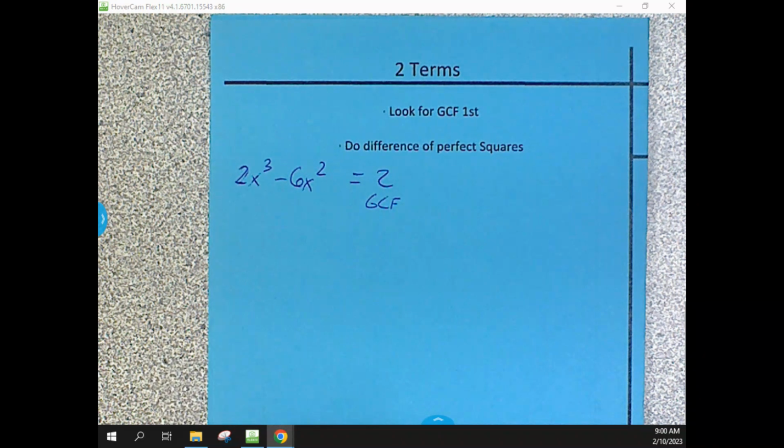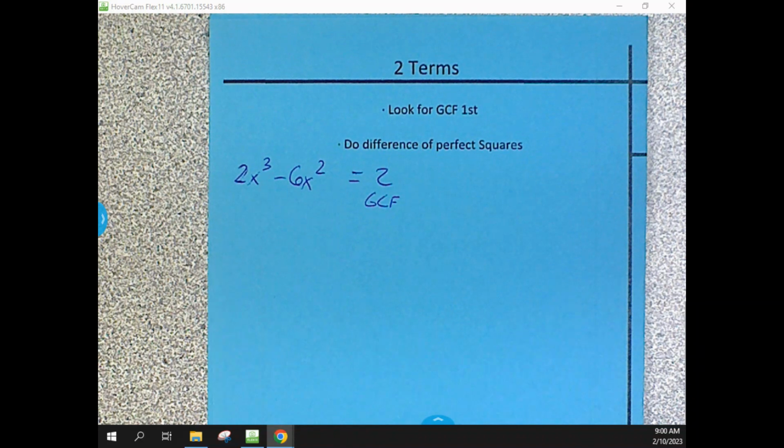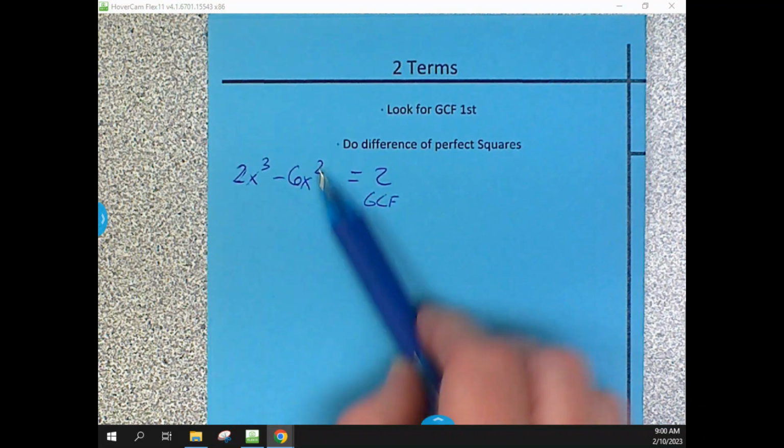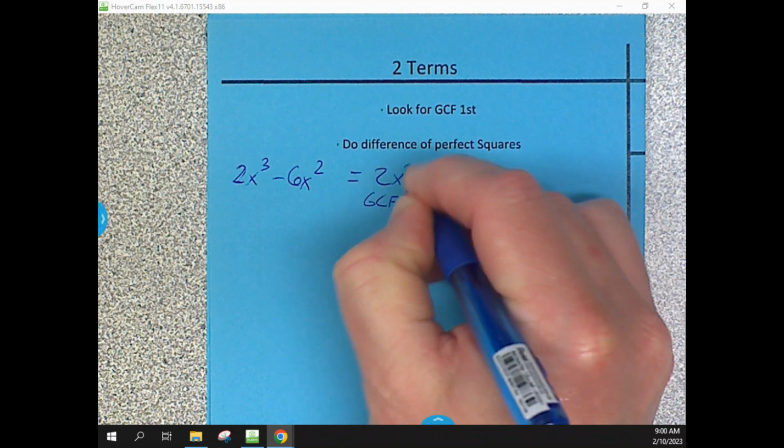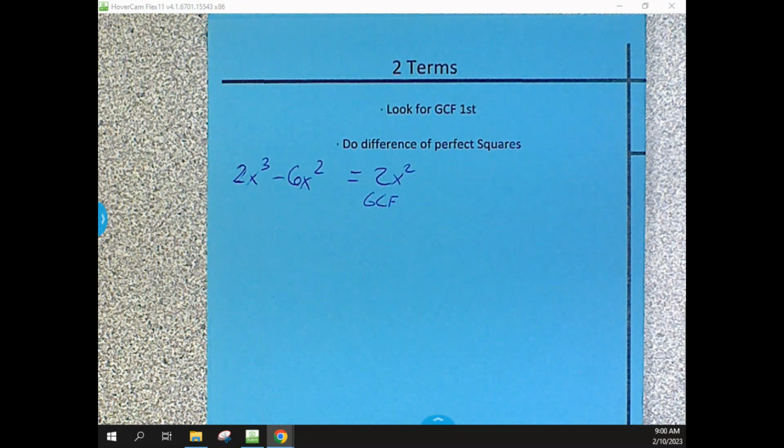And again, if you're talking about greatest common factor, you take the smallest amount of x. So if you've got x to the third and x to the second, then we're going to take out x to the second. If we're talking about those two terms, your greatest common factor would just be 2x squared.